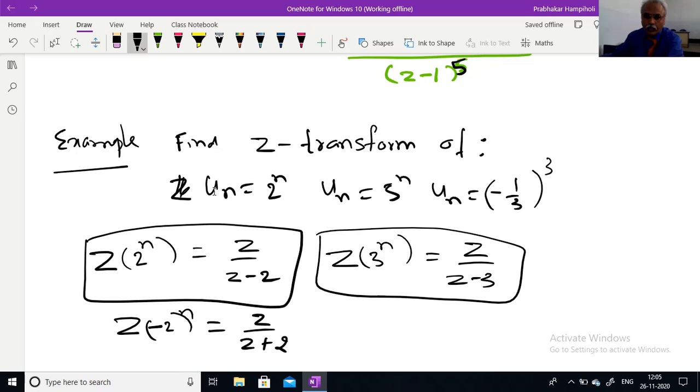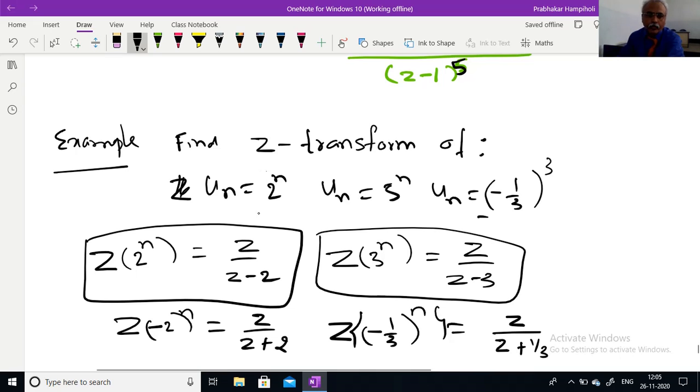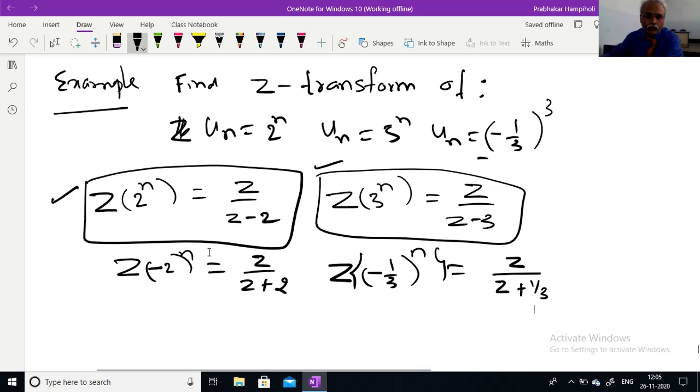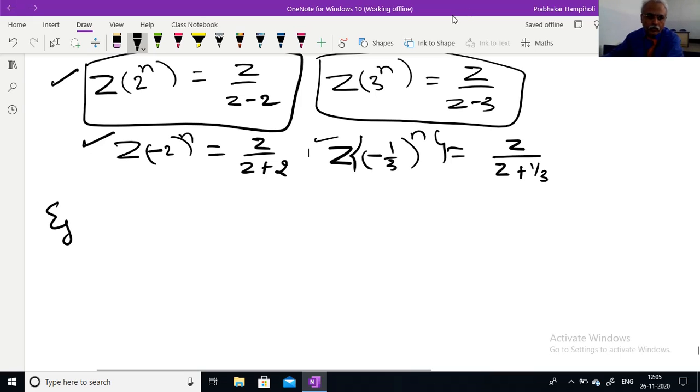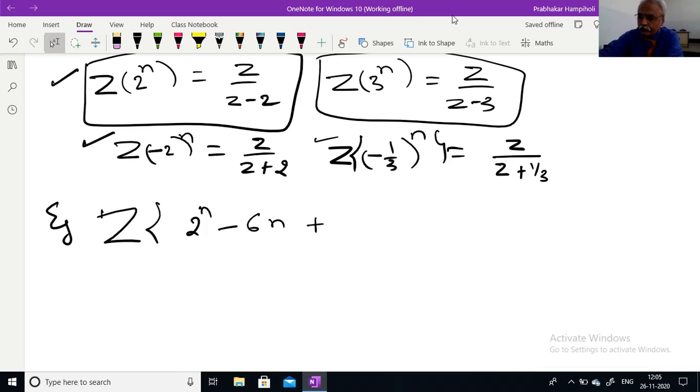That is the difference. Very similarly, here Z transform of some function of n, this becomes z by z plus 1 by 3. So these are some examples, 1, 2, 3, 4. Now, suppose an example: find Z transform of 2 raised to n minus 6n plus 5n square, and so on and so forth, 6n plus 5n square minus 18. What we have to do is, this is nothing but find Z transform.